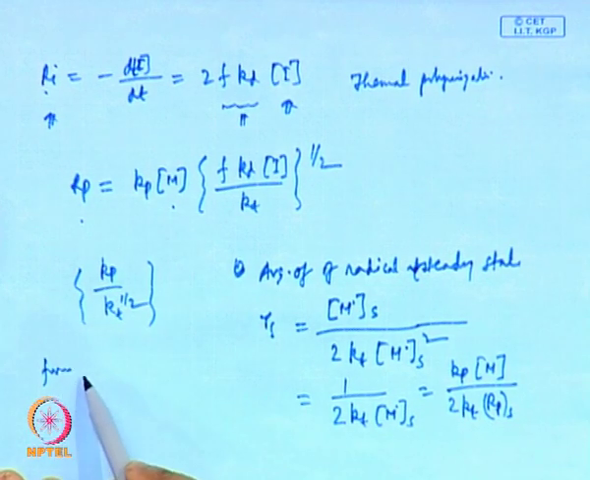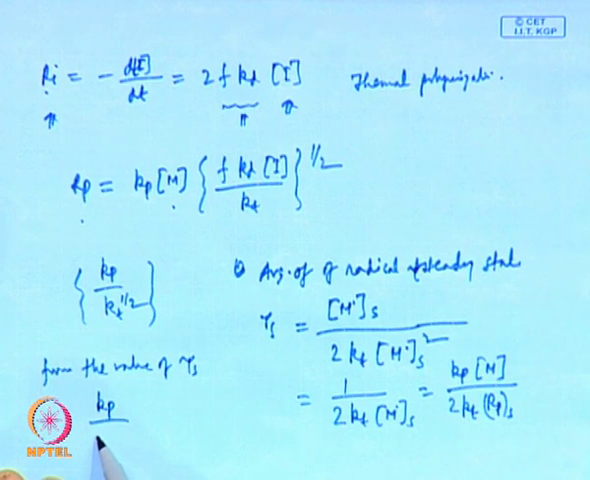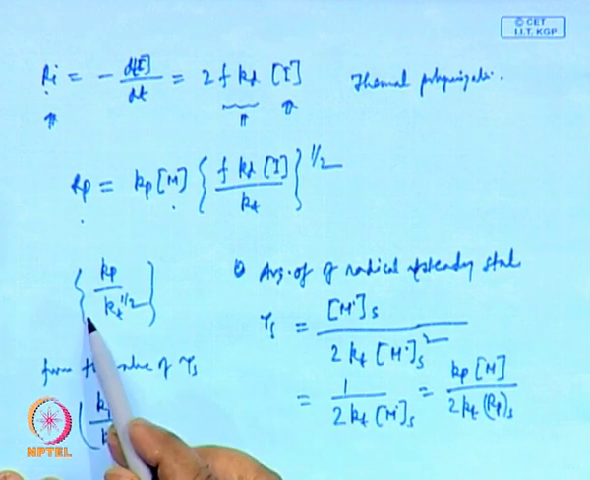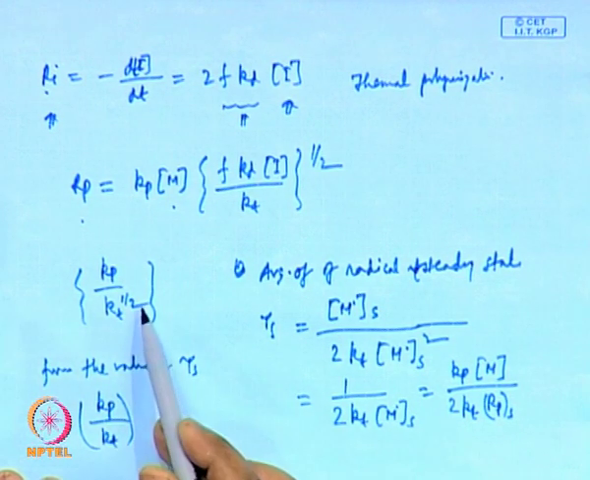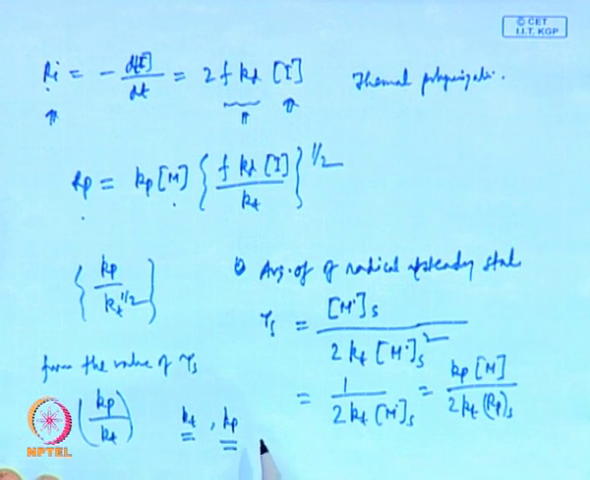So, from the value of tau s, we now know Kp by Kt. Okay. This is known, this is known. So, this by this has to be unknown, this is unknown. So, you know this, we know this. If both are known, then obviously Kt is known, and if Kt is known, Kp is also known. Okay. So, this is the logic.